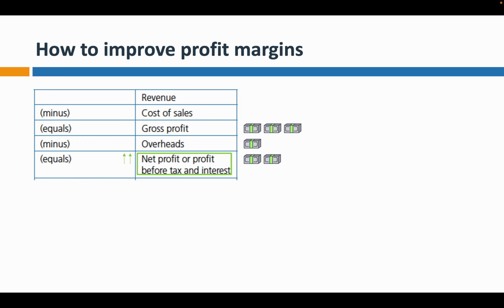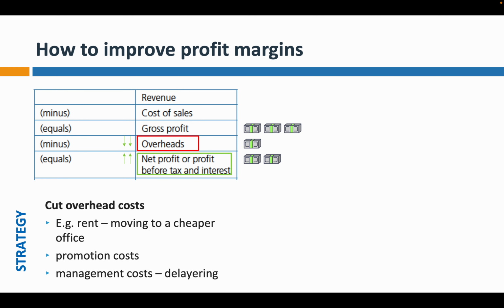Obviously, any strategies that worked for the gross profit most likely are going to work also for the net profit, unless you are investing in overheads. So the idea is that in order to increase net profit, you need to increase gross profit, but also cut overheads. So how do we cut overhead costs? Well, at the beginning, we need to realize what are some examples of overhead costs. So if you cut rent, sure, that's possible. You can, for example, move to a cheaper office, to some cheaper area. That is going to decrease your overhead costs.